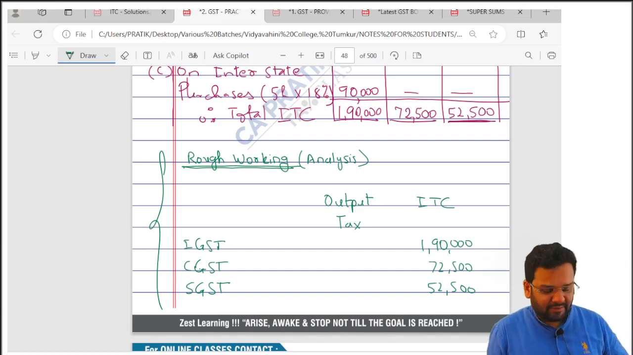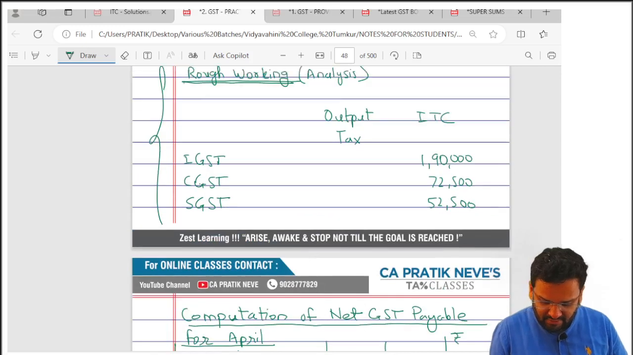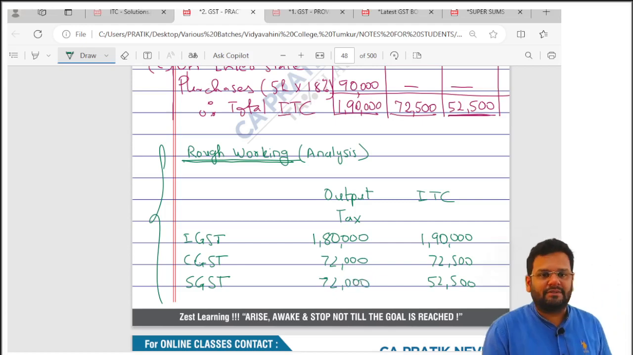What is your output tax? 180, 72 and 72. 180, 72 and 72. Do you agree?